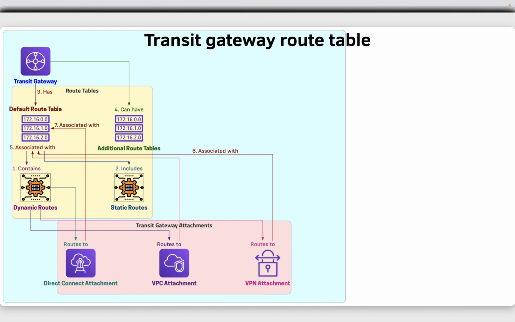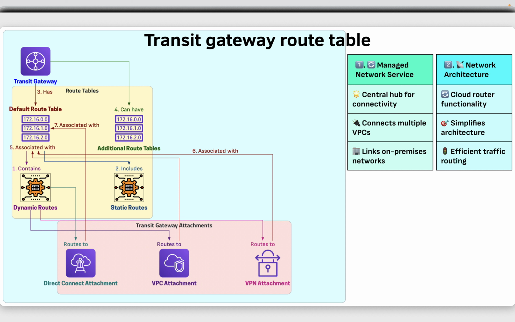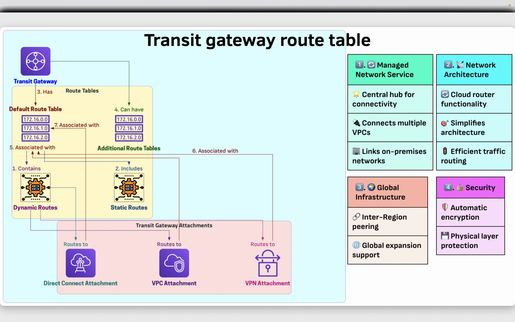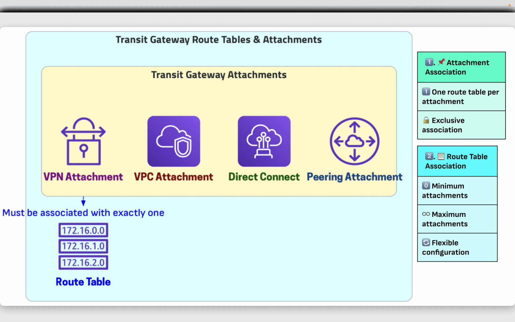So, transit gateway route table. A transit gateway has a default route table and can optionally have additional route tables. A route table includes dynamic and static routes that decide the next hop based on the destination IP address of the packet. The target of these routes could be any transit gateway attachment. By default, transit gateway attachments are associated with the default transit gateway route table. So next is associations. Each attachment is associated with exactly one route table, and each route table can be associated with 0 to many attachments.